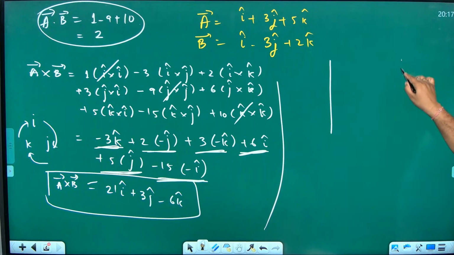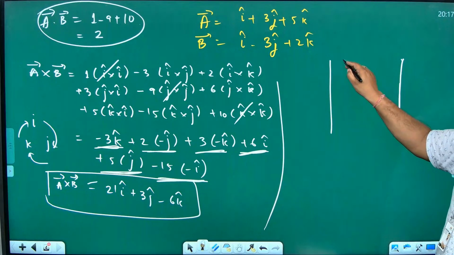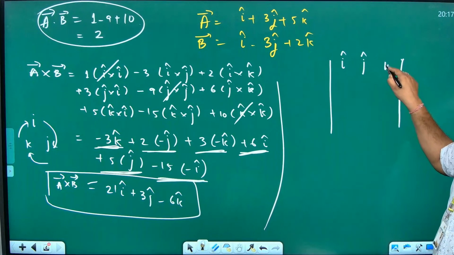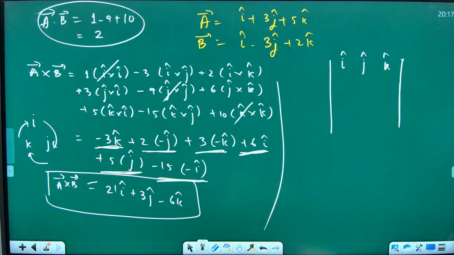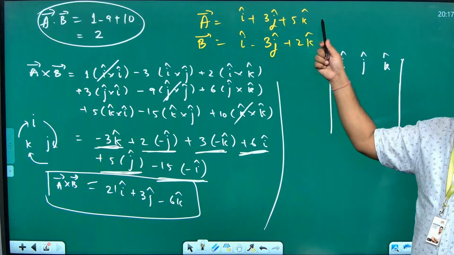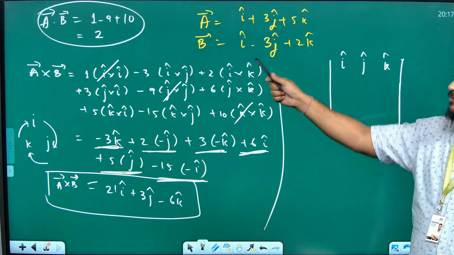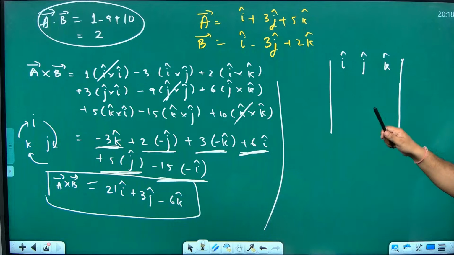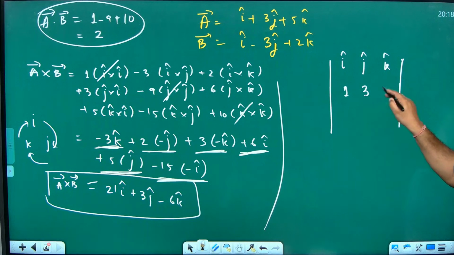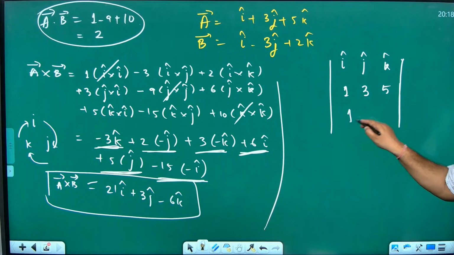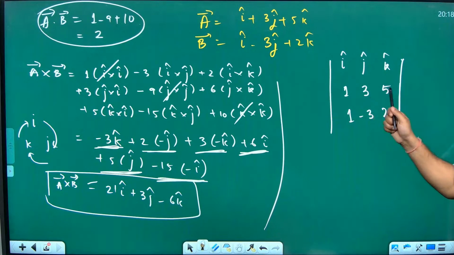Please pay attention. This is the symbol of determinants, two straight lines. Here I am having I, J and K. So first I will write I, J and K. Then I will write coefficients. If it is A cross B, I will write coefficient of A first, then B. If it is B cross A, I will write first B and then A. Since it is A cross B, I am going to write here 1, 3, 5. I am going to write here 1, minus 3, 2. Is it clear what I have done here? I wrote the coefficients of I, J and K of A. I wrote the coefficients of I, J and K for B. And above I wrote I, J and K.